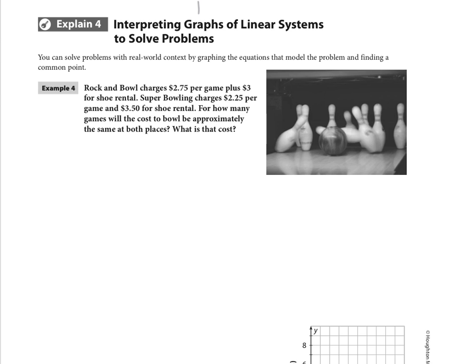All right, the last part here is word problems. This is why we've been practicing word problems this week. All right, so notice now you're going to have two different scenarios. So not all the information goes with the same equation. So my first one is going to be about Rock and Roll Bowl. So I'm going to underline all of that. All right, they charge $2.75 per game and $3 for a shoe rental.